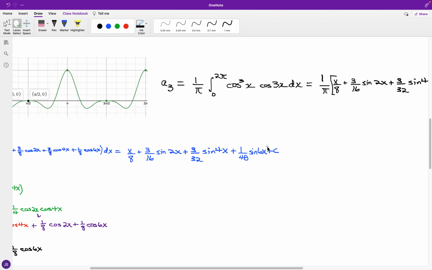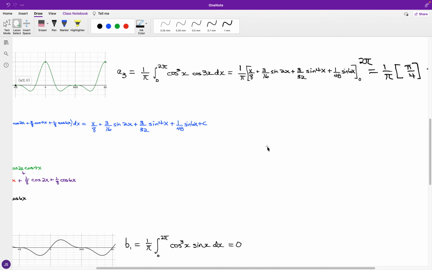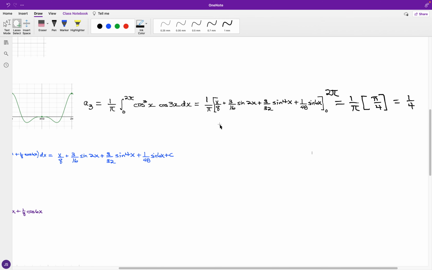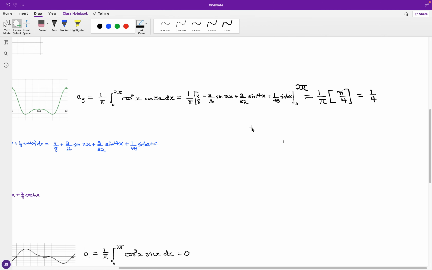And relaying over to the determination of a sub 3, we've got 1 over pi times the integral of the cube of the cosine of x times the cosine of 3x dx, as x goes from 0 to 2 pi. And I can just go ahead and place in the antiderivative terms. So for 1 over pi times the set as x goes from 0 to 2 pi, the only non-negligible term will stem from setting x to 2 pi and dividing by 8, where we have the result to be pi over 4, and multiplied by 1 over pi, we end up with a sub 3 at 1/4.